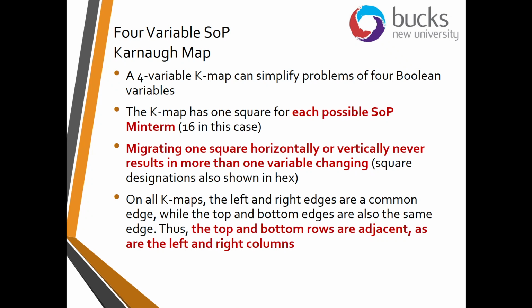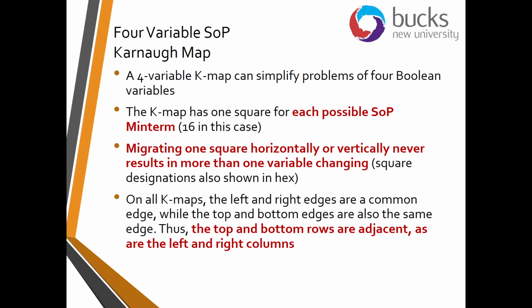Now the 4 variable sum of products K-map. A 4 variable K-map can simplify problems of 4 Boolean variables, 4 inputs. The K-map has 1 square for each possible sum of products min term, which would be 16 squares in total. Moving 1 square horizontally or vertically never results in more than 1 variable changing. Square designations are also shown in my diagrams as hex in the blue.